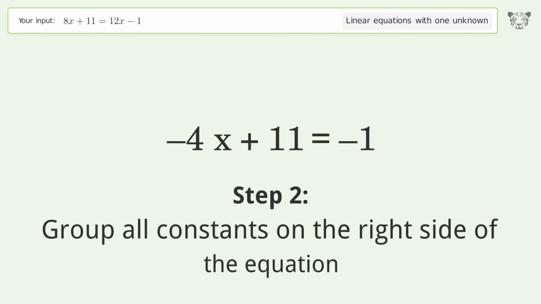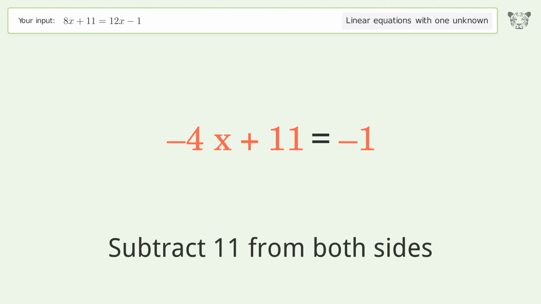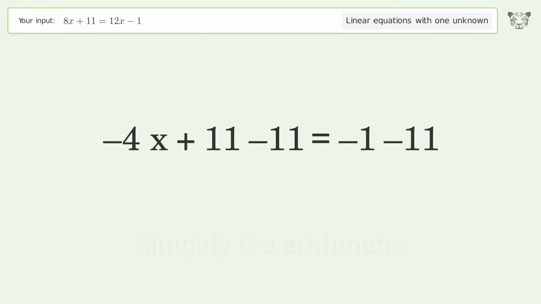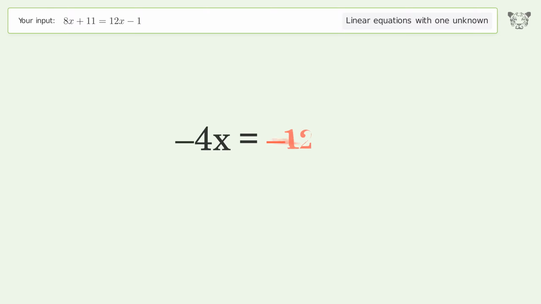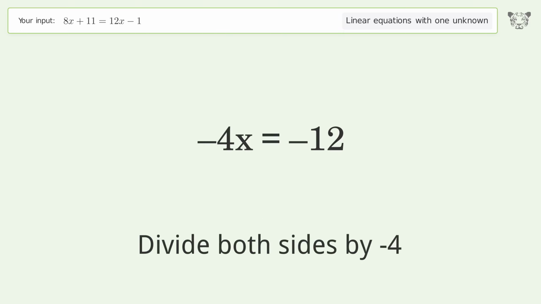Group all constants on the right side of the equation. Subtract 11 from both sides. Simplify the arithmetic. Isolate the x. Divide both sides by -4.